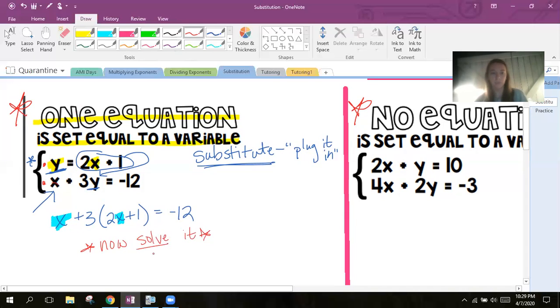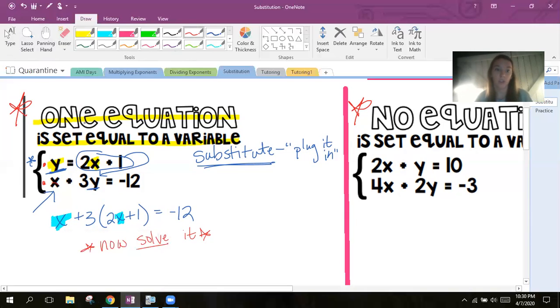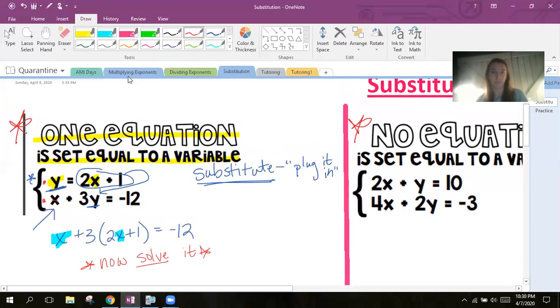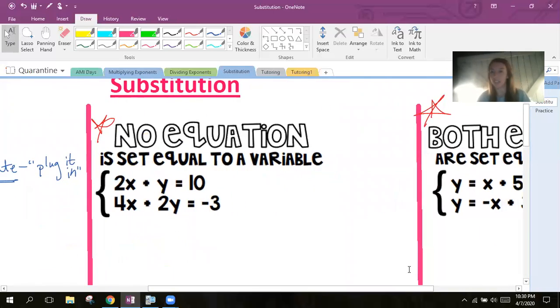Yay. Okay, so that's the first way you do substitution, if it already is solved, or if one of your equations is already set equal to a variable. Next, we are going to do it if no equation is set equal to a variable.